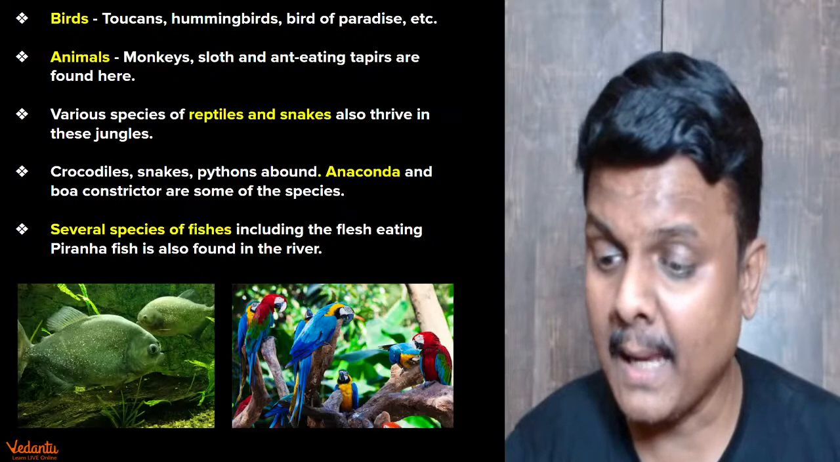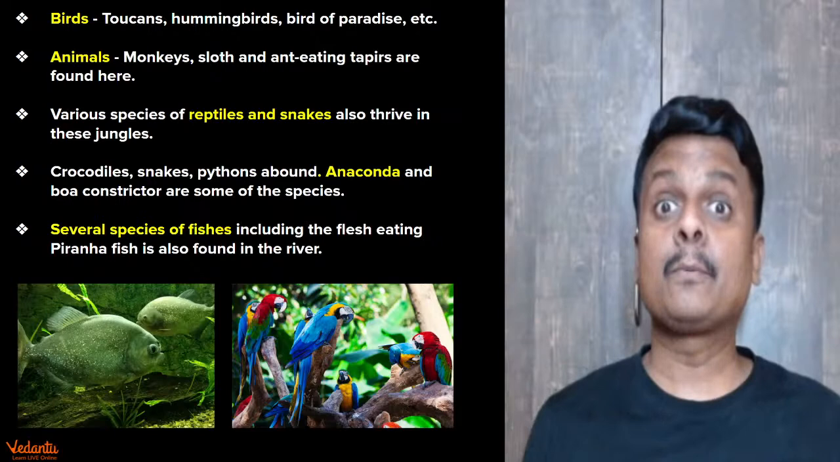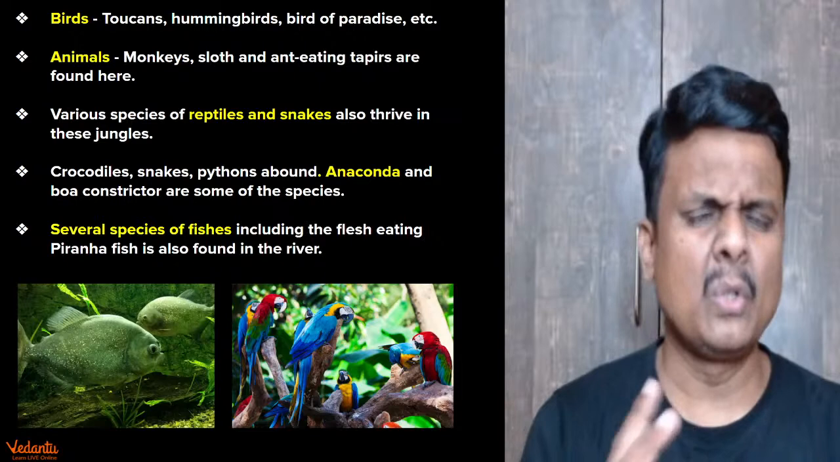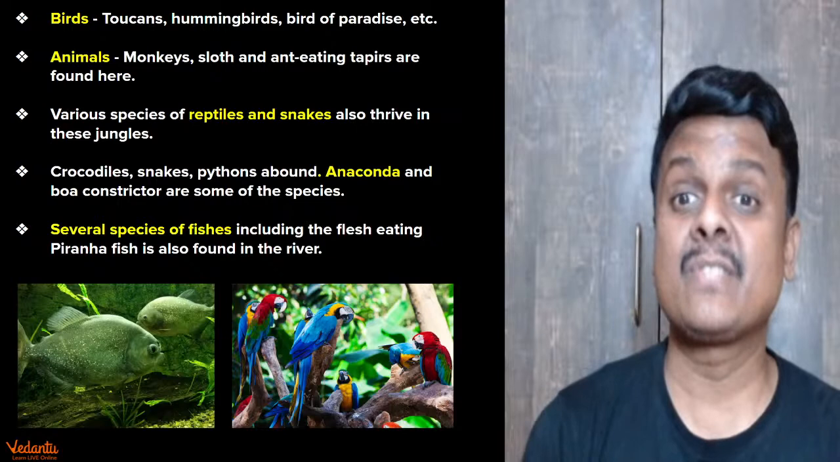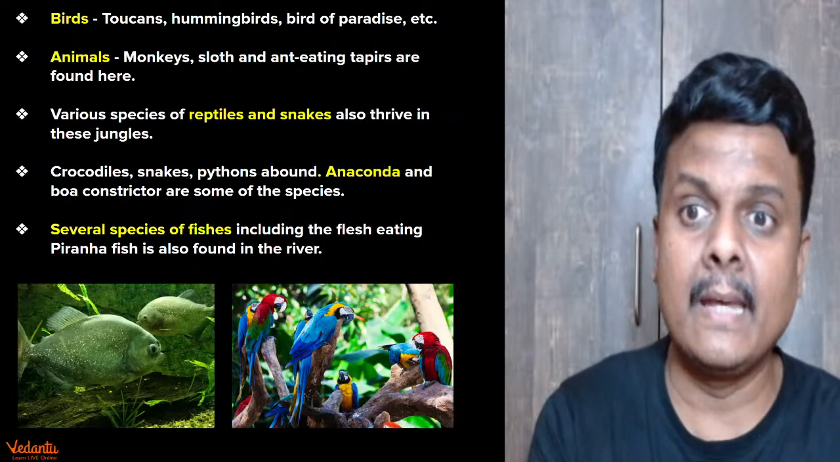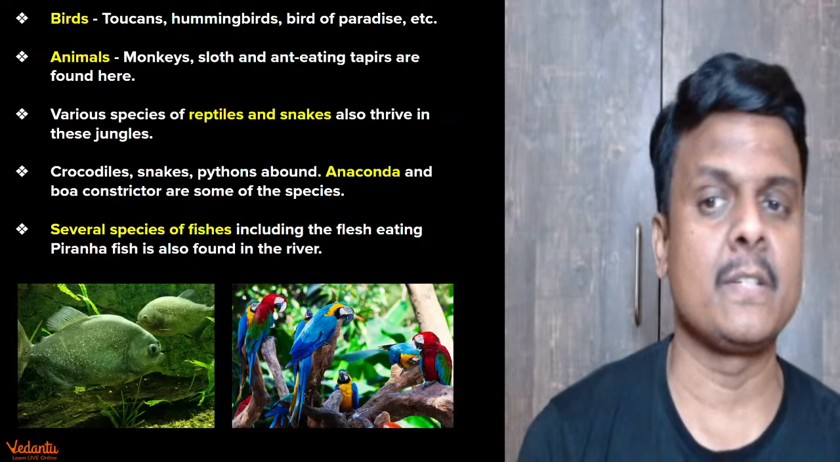We do not have an exact count of the different types of species in the Amazon, because no one is able to enter there. It is so dark out there, we don't even know. However, among the ones that we have seen and explored, various species of reptiles are there: snakes, anaconda, and boa constrictor. Crocodiles, snakes, pythons, anaconda, boa constrictor.